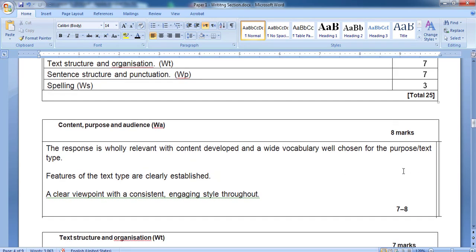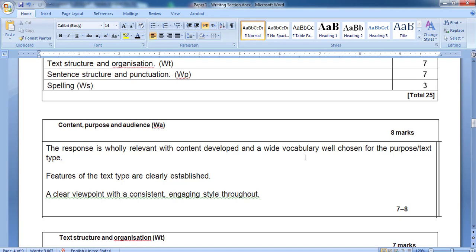Now from those 8 marks you will have from 7 to 8, okay, in the content, purpose, and audience, and you have to tell your students what's the meaning of this, and you have to let them understand how they will get 7 or 8 out of 8. Okay, simply you have to let them understand and know that the response is wholly relevant to the content. You are writing something related to the content. You are not writing irrelevant things. Okay, you don't have something out of topic.